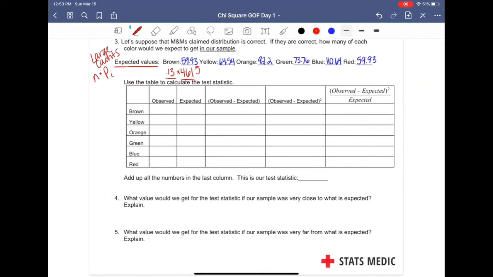So again, pause the video, and what I'd like you to do now is work through the entire rest of this front page. When you're done with that, go ahead and push play and we'll talk through it.